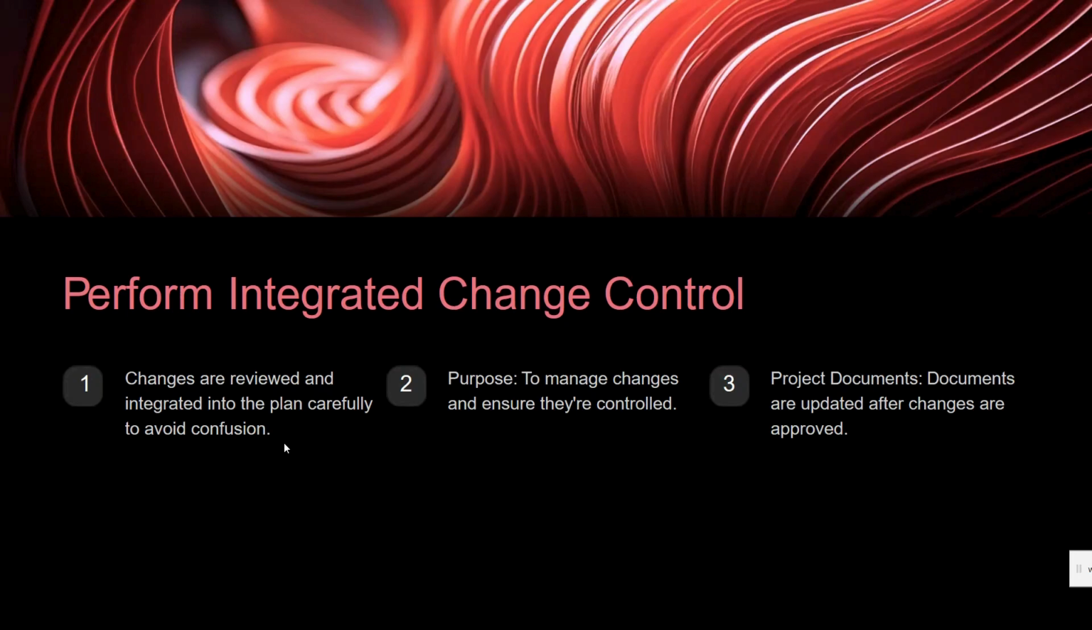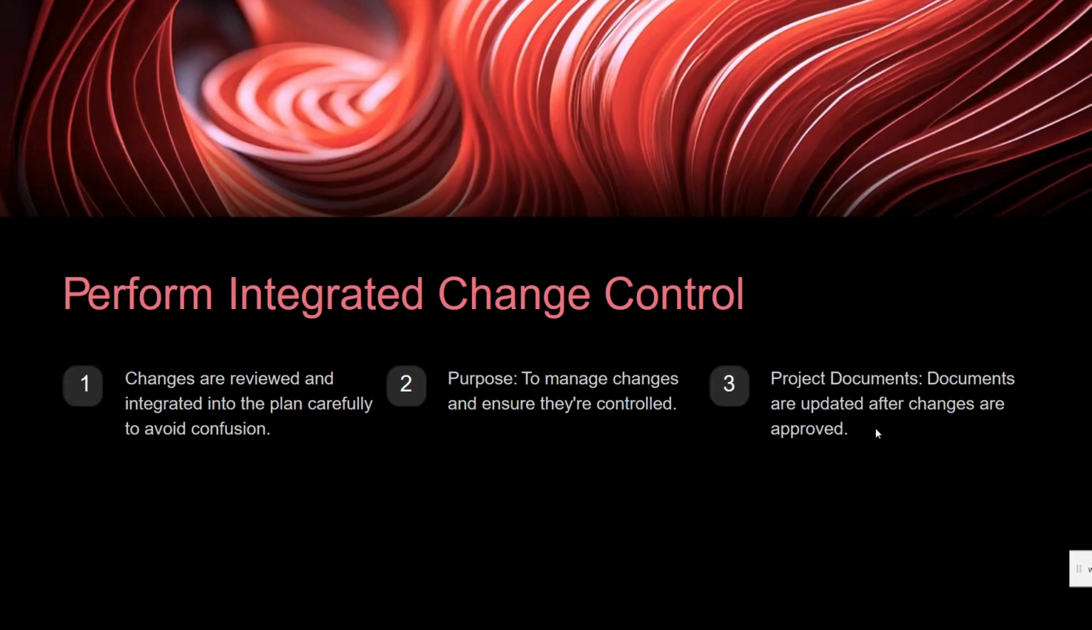Okay. So next we have the purpose. You can see it is to manage the changes and ensure they are controlled. So this purpose is about reviewing, approving, and managing changes to the product. It ensures that we integrate any necessary changes into the product plan in a controlled way. Next, we have the project documents. Documents are updated after the changes are approved. So, after approving the changes, all relevant documents are updated to reflect these changes.